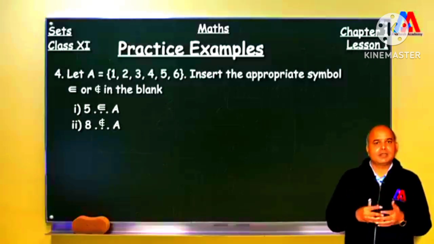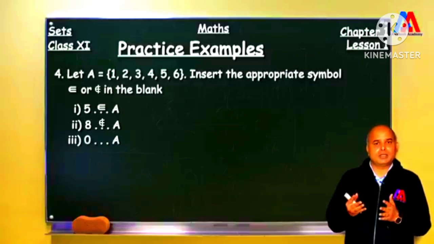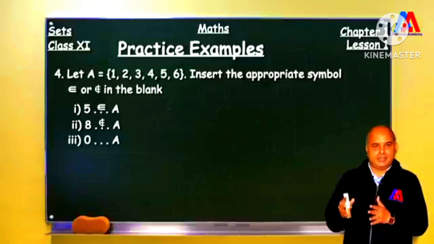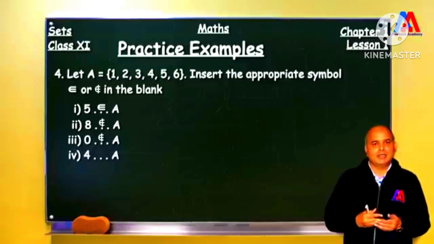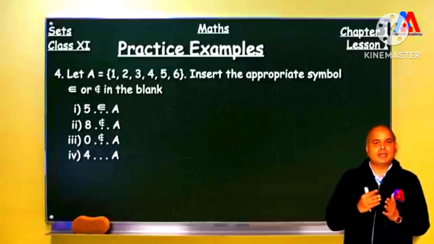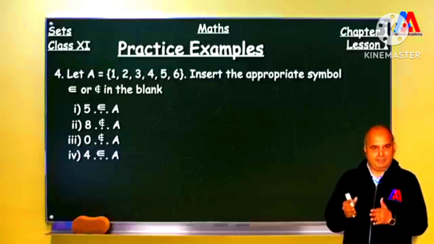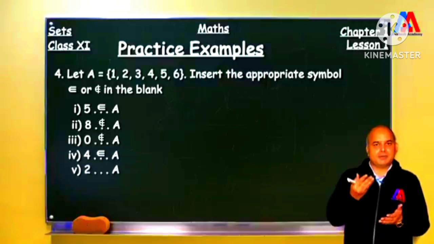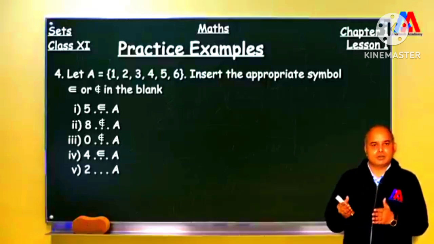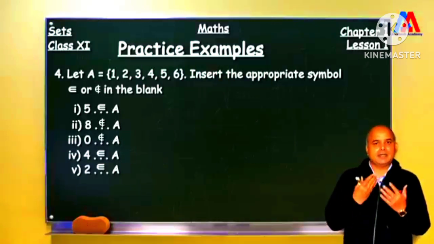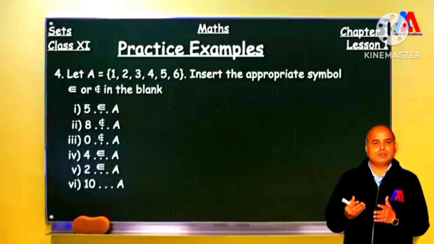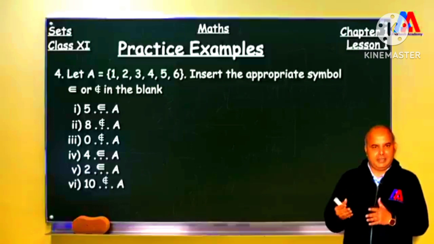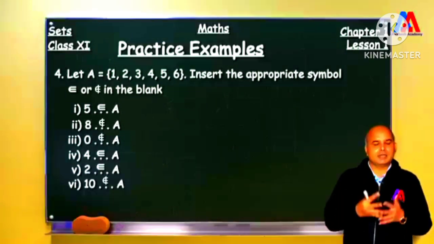Let's take the third one, 0. 0 is again not there, and therefore 0 does not belong to A, so 0 epsilon not A. Then 4. You can see that it is the fourth element, and therefore 4 belongs to A, so it becomes 4 epsilon A. If you take 2, 2 is again part of the set, and therefore 2 epsilon A. And if you take 10, 10 is not part of the set, and therefore 10 does not belong to A, so 10 epsilon not A. This will be the symbol, and so here are the answers.